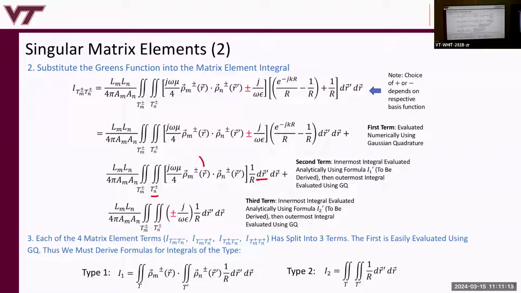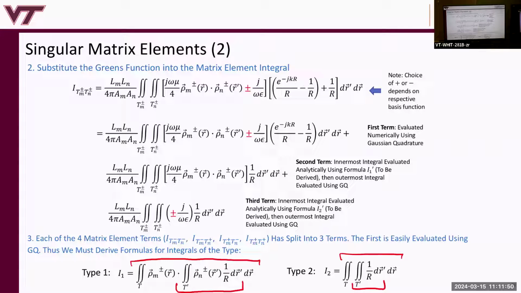We're going to do the innermost integral analytically. We're going to derive the formula for that. And then the outermost integral using Gaussian quadrature. And same thing for this one. Innermost integral analytically, outermost Gaussian quadrature. The formulas we're going to use are here. We have two types of integrals that we have to be able to evaluate analytically. Analytic integration is going to be this inner integral here, and then we do Gaussian quadrature on the result of that. Same thing here. We do analytic in here and Gaussian quadrature out.